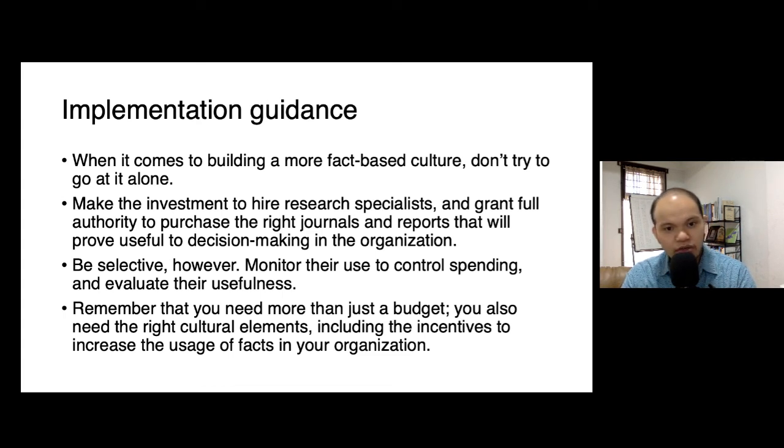And grant full authority to purchase the right journals and reports that will prove useful to decision making in the organization. Now, you have to be selective as well. As I said earlier, you don't have unlimited budget, so you can't really spend for everything that comes your way. So you select. You monitor also your spending. If you're noticing that you're spending too much, but the data that you get in return isn't really that commensurate, then you probably would want to scale back with your approach.